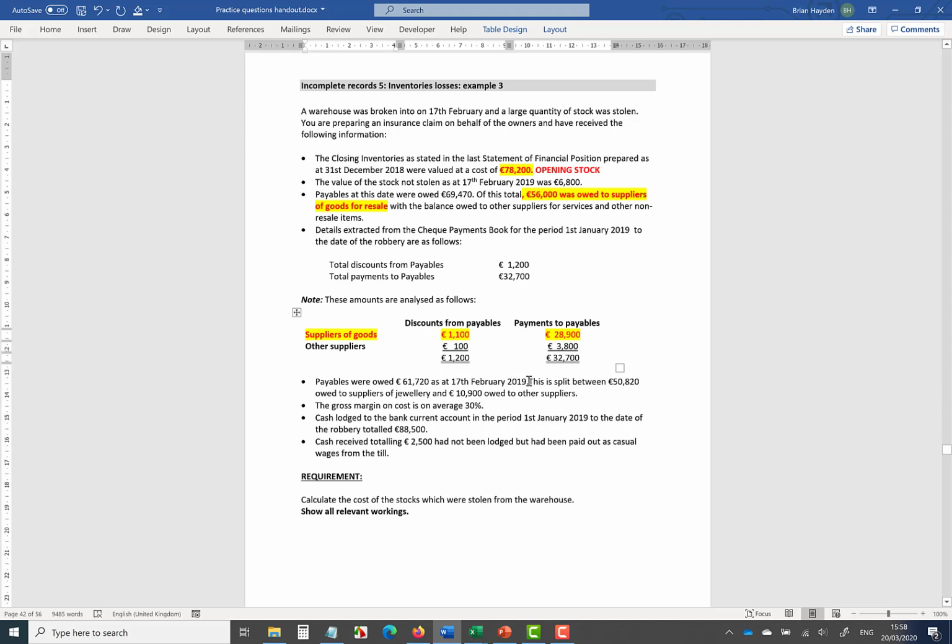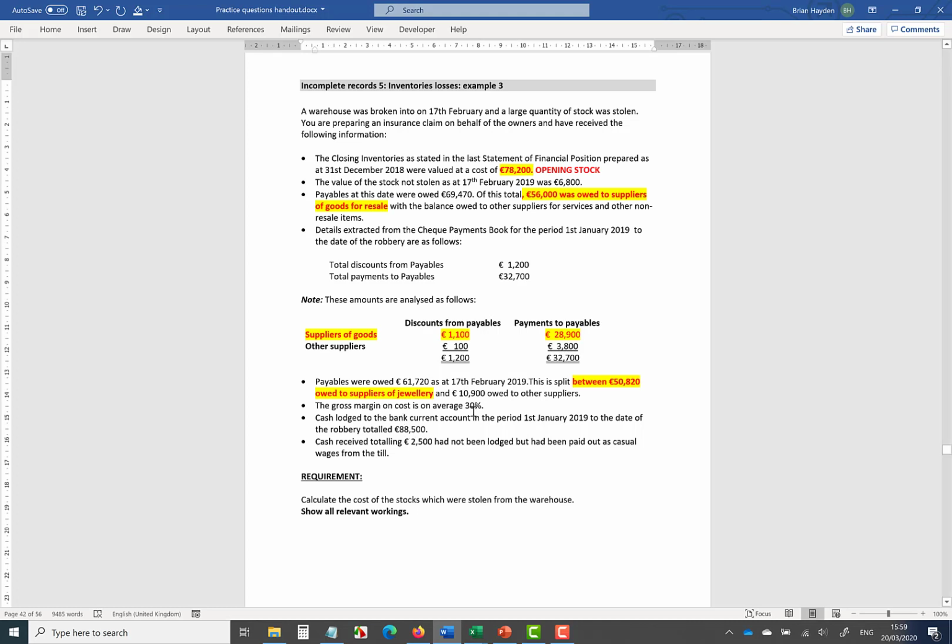Payables were owed 61,720 at the 17th of February 2019. So this is going to be a closing balance on the payables creditors account. It's split between 50,820 owed to suppliers of jewellery and 10,900 owed to other suppliers. So this is the key piece here, the amount owed to suppliers of jewellery. It's the closing balance on the creditor's control account.